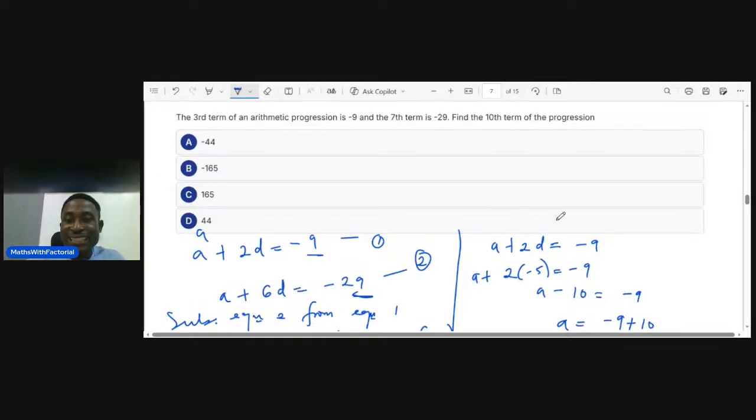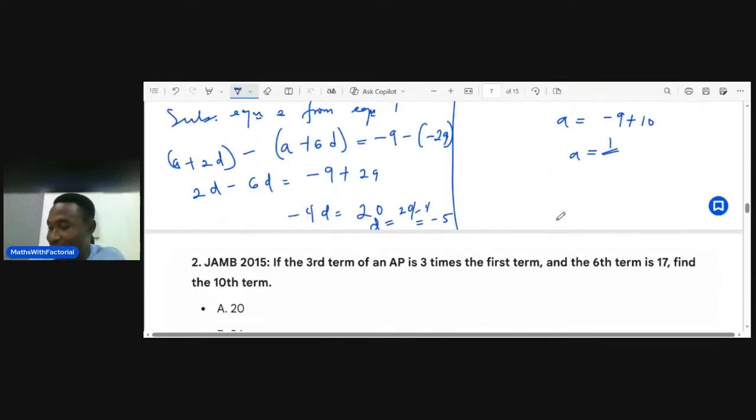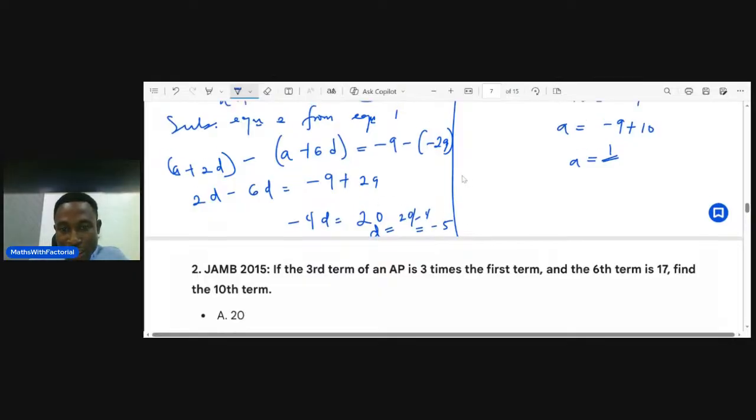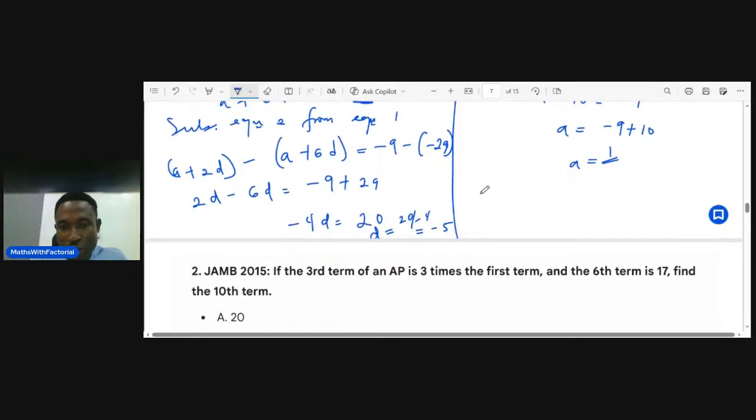So it says find the 10th term of the progression. So you should know your 10th term now. The equation for your 10th term is what? U10 equals to a plus 10 minus 1, which is 9d. So what is this now? Our a is 1 plus 9 into bracket what? Minus 5. So you have 1 plus 9 times minus 5. You have what? Minus 45. And this gives us what? 1 minus 45 is minus 44.